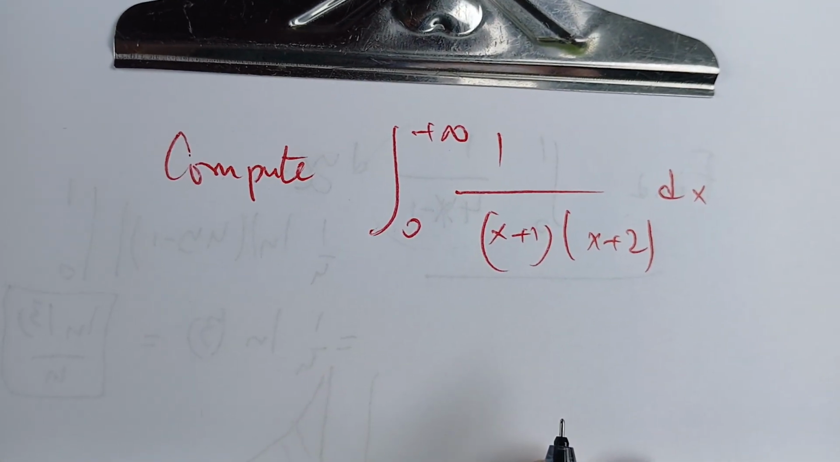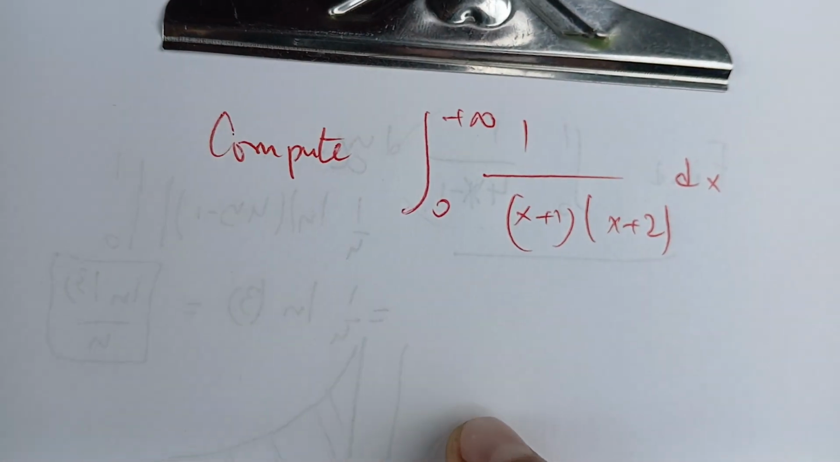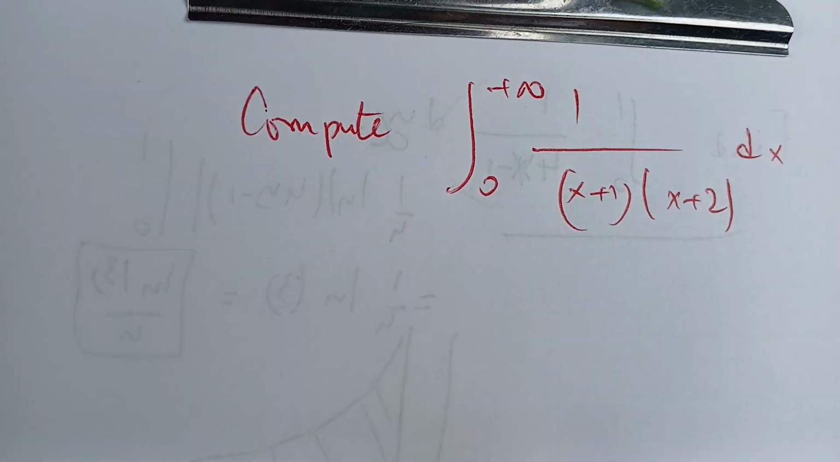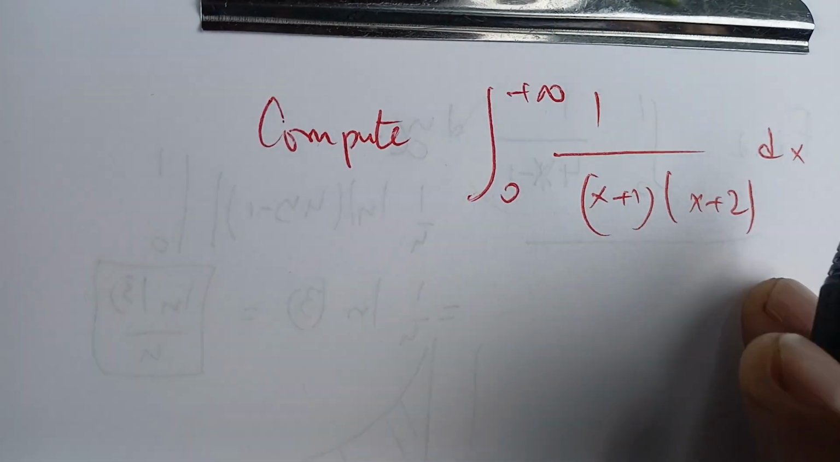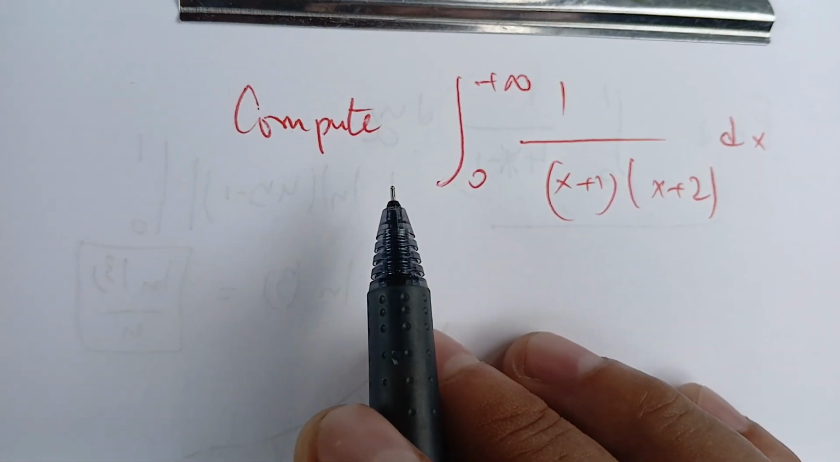In this video, we're going to try to compute this integral between 0 and plus infinity of 1 over (x plus 1) times (x plus 2). So this is an improper integral because we have this infinity here.